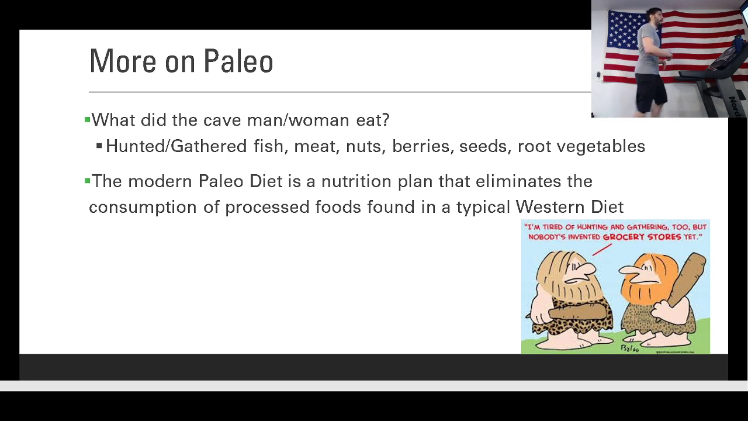So there's definitely a modern version of the paleo diet that tries, as best it can, to mimic what a caveman or cave woman would have been eating during that time, right? So really, the modern paleo diet focuses on eliminating the consumption of highly processed foods that you typically find in your typical Western diet, right? And I'm going to jump here to the next slide.